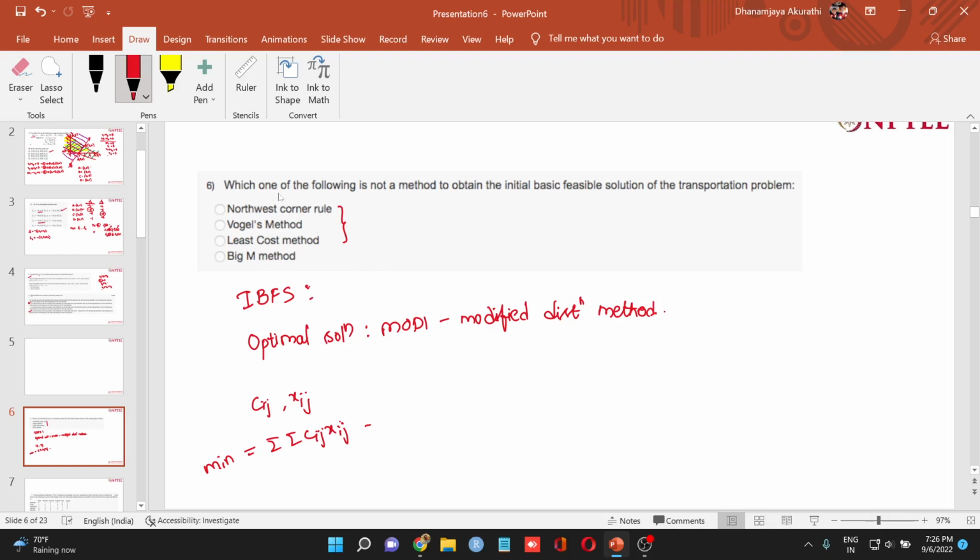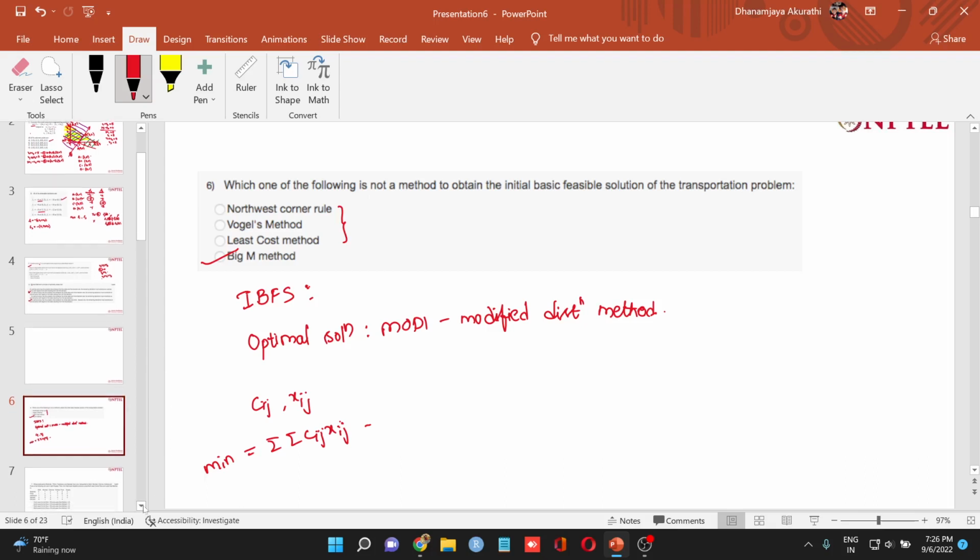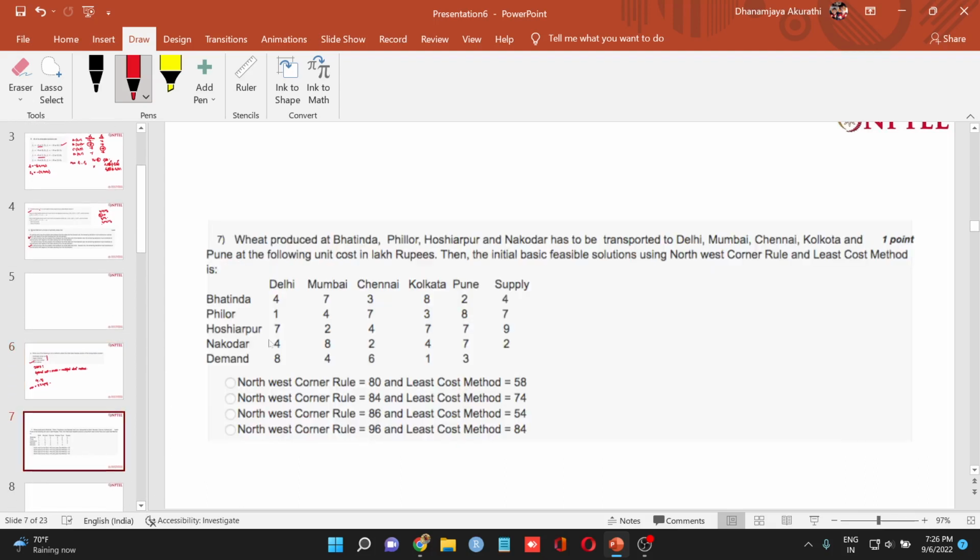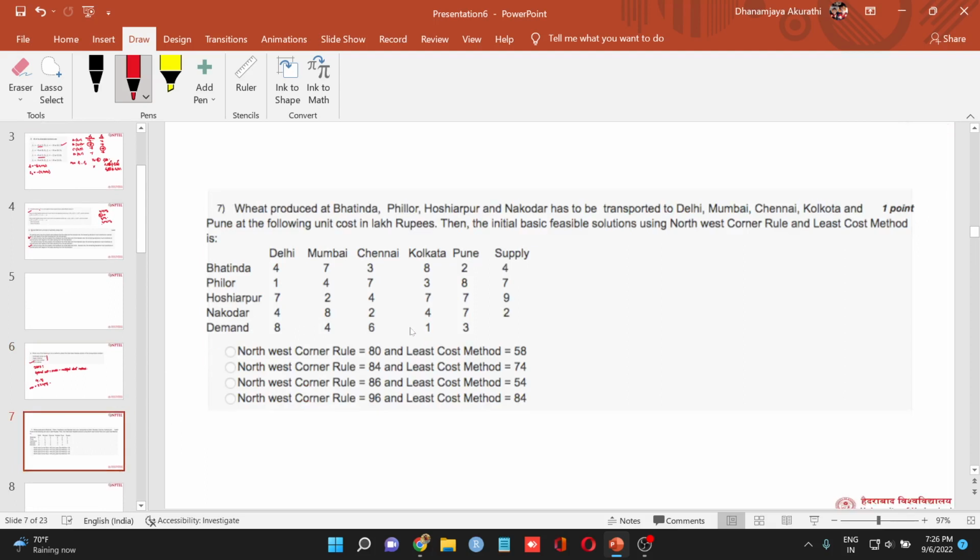So here the question is: which of the following is not a method to obtain the initial basic feasible solution of the transportation problem? Obviously, you can say the big M method. It is a general linear programming problem solving method, not a solution method for the transportation problem. And just read about this question. You can solve it now.